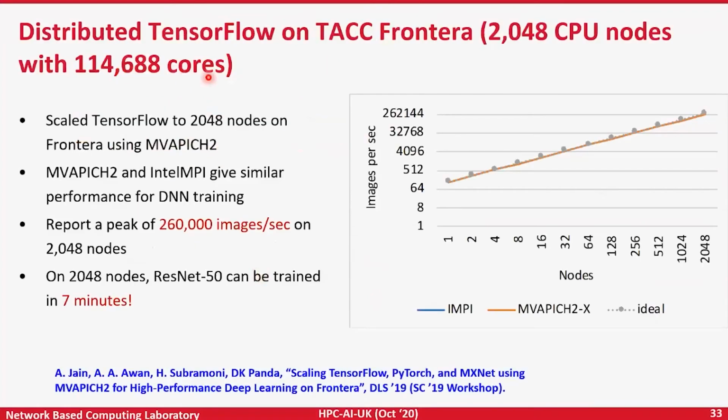So this is distributed TensorFlow we have run on the TACC Frontera. I know many of the people focus on deep learning with GPU, but CPU, as long as you have access to a system, you should still be able to take advantage of it. So here, we have run with MVAPICH2-X, which is optimized for the CPU side, on 2,000 CPU nodes. So it is almost 114,000 cores. It is running, and we are getting like 260,000 images per second. And you can actually train ResNet-50 in just 7 minutes, okay? So if you don't have access to a very highly costly GPU resource, but you have some CPU cluster available, you should be able to still utilize those resources for your DL/ML jobs.